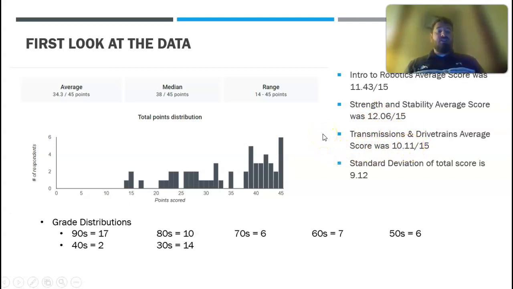The standard deviation of our total score, so out of the 45, was 9.12. So that's a pretty high standard deviation. You can kind of see on the bar graph here, we have a wide disparity of scores.